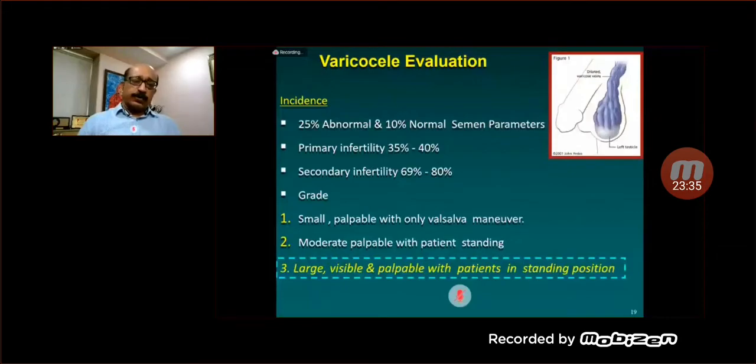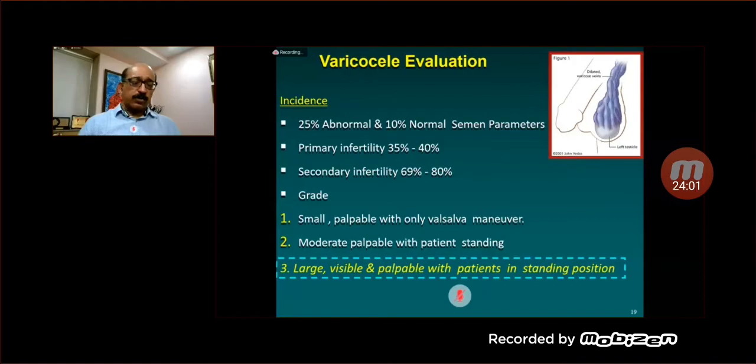How to evaluate the varicocele? First of all, we must know that 25% of abnormal semen examinations may have the presence of a varicocele, and 10% of normal semen parameters may be associated with a varicocele. In primary infertility, 35 to 40% of males may carry a varicocele, which is non-significant, while in secondary infertility as many as 69 to 80% of males may have a varicocele.